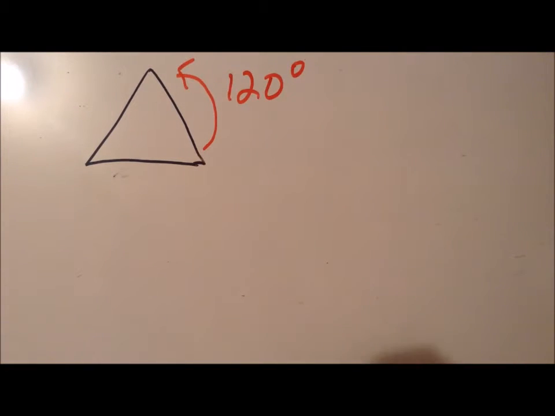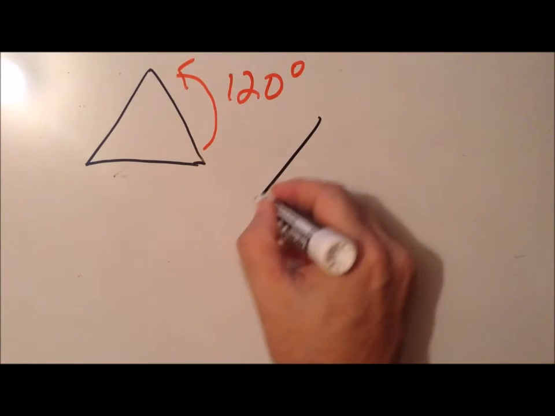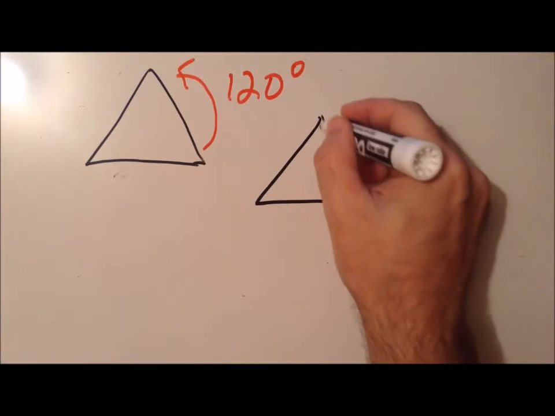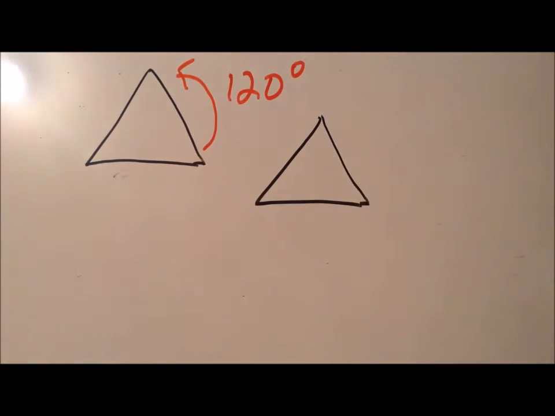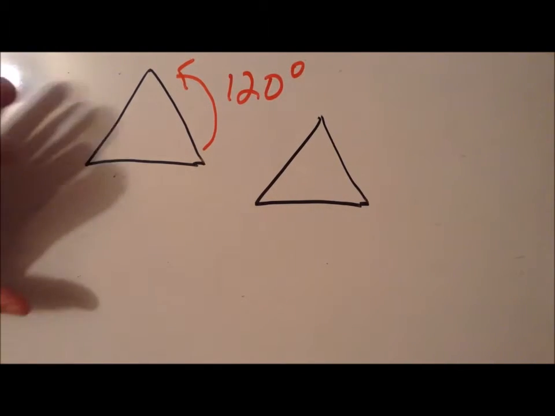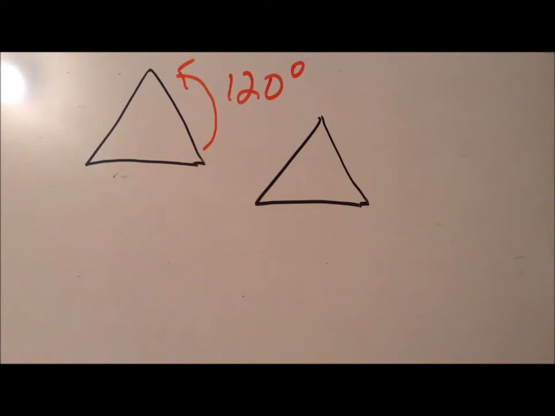And what we'll get is a triangle that looks like this. In other words, the triangle will look exactly the same as it did before if we do this 120 degree rotation on the triangle.